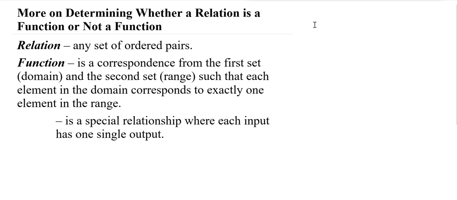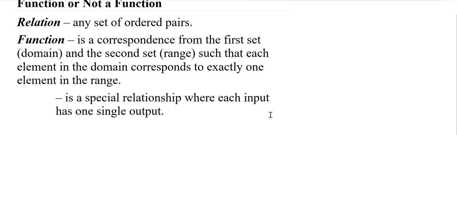So, by definition, a relation is any set of ordered pairs, and those ordered pairs are representing correspondence. A function is a correspondence from the first set, which is called a domain, and the second set, which is called a range, such that each element in the domain corresponds to exactly one element in the range. In other words, a function is a special relationship where each input has one single output.